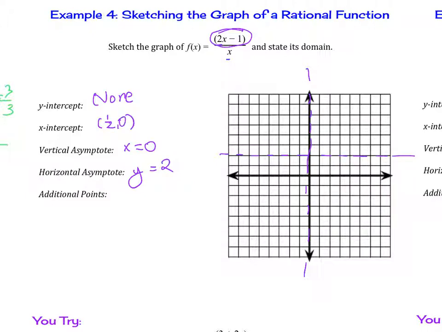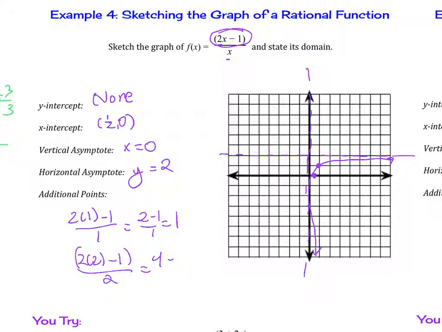Now we can plot some points. In this case, I'm going to have to pick some values. The x-intercept is here. Let's plug in 1, to the right of the x-intercept. 2 times 1 minus 1 over 1 is 2 minus 1 over 1, which is just a positive 1. And then I kind of know what the graph is going to do with this point. You could plug in 2. So 2 times 2 minus 1 over 2 is 4 minus 1 over 2, or 3/2. So you're kind of seeing the picture there.